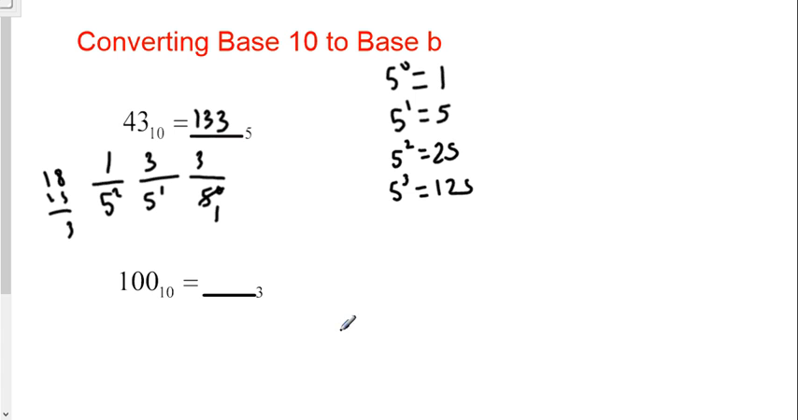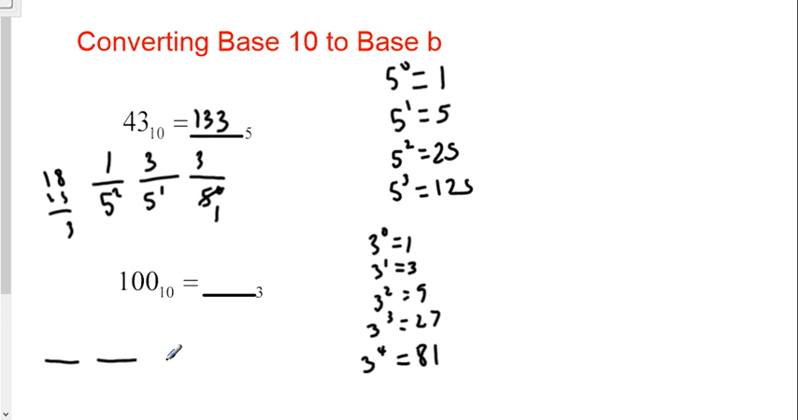So let's do another example. 100 base 10 is what base 3? Well, once again, list my powers of 3. 3 to the 0 is 1. 3 to the first is 3. 3 to the second is 9. 3 to the third is 27. And 3 to the 4 is my largest power of 3 that I can divide into 100, which is 81. So this time, I need my 3 to the 4ths, 3 to the thirds, 3 to the seconds, 3 to the first, and 3 to the 0s.